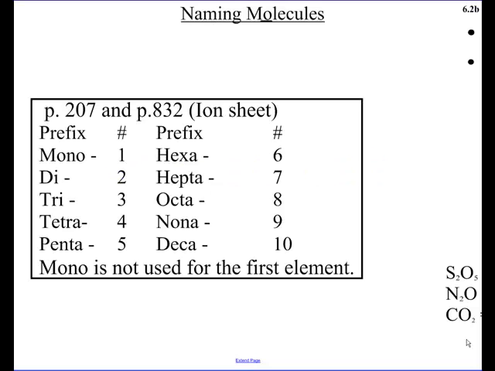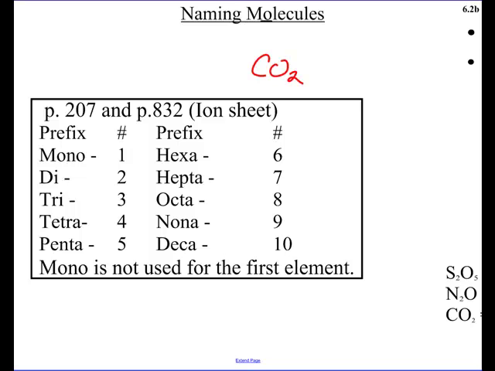Welcome to podcast 6.2b. This is all about naming molecules. Now, you're probably going, naming? Oh, I thought we already did all that. Well, we named ionic compounds. We wrote the formulas for ionic compounds. We learned all those rules. But what about when we have something like this? Something that is not made of ions. There's got to be a way to name them, and of course there is.